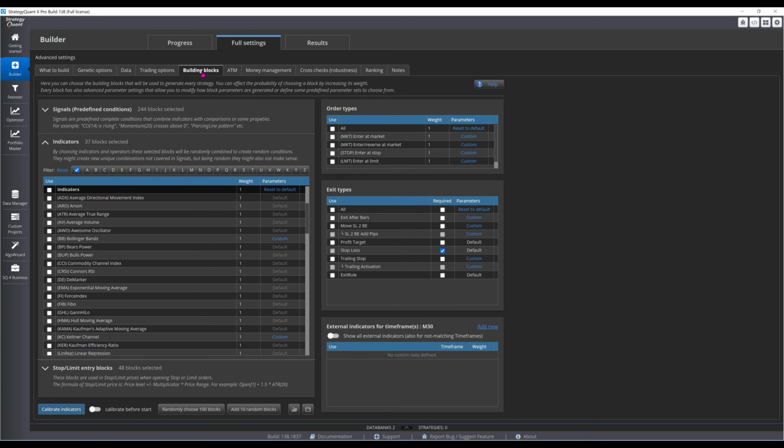The building blocks is where you'll select the indicators to populate the random condition placeholder in the template. I recommend starting with indicators you're comfortable with. As was specified in the template, market orders will be used for entry. Stop losses will be mandatory, while trailing stops and time stops will be optional.